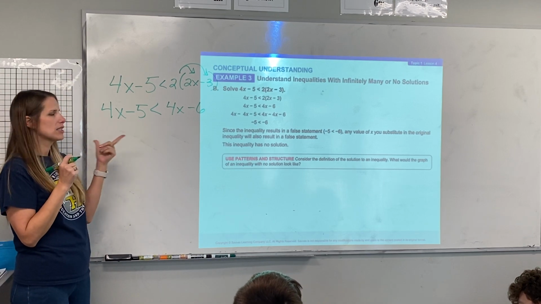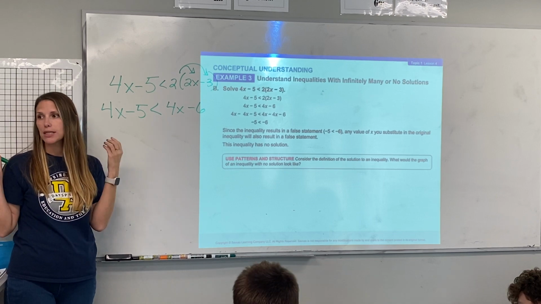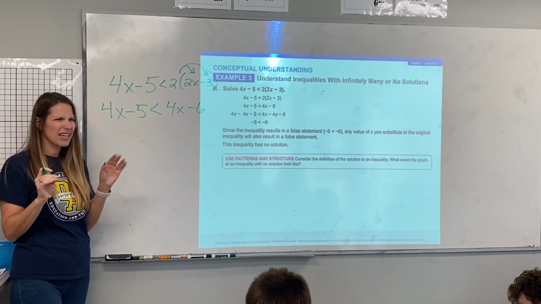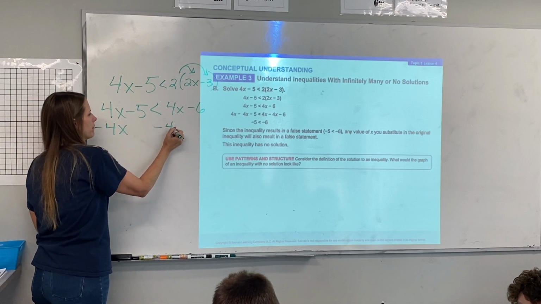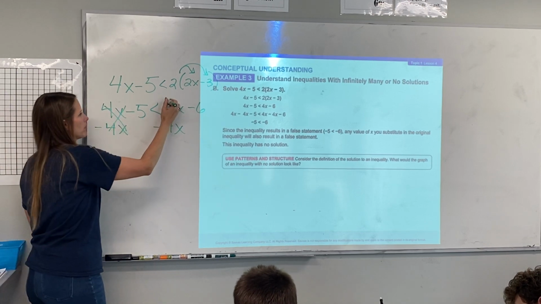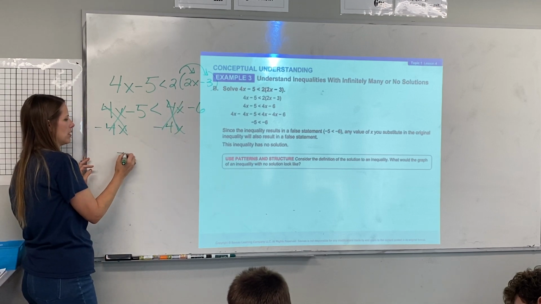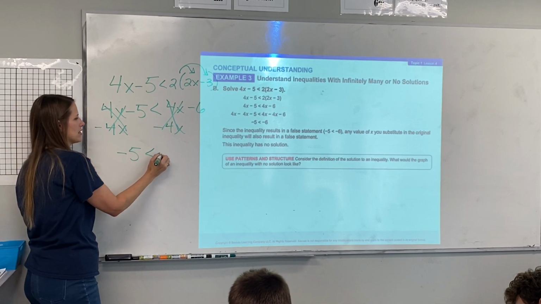To continue to answer your question, Charlotte, when I notice that my x terms or my variable terms are the same, I like to take care of them first. It makes it a little bit simpler for me, because I like to just wipe them out. And then I can just compare the numbers. Negative 5 is less than negative 6.